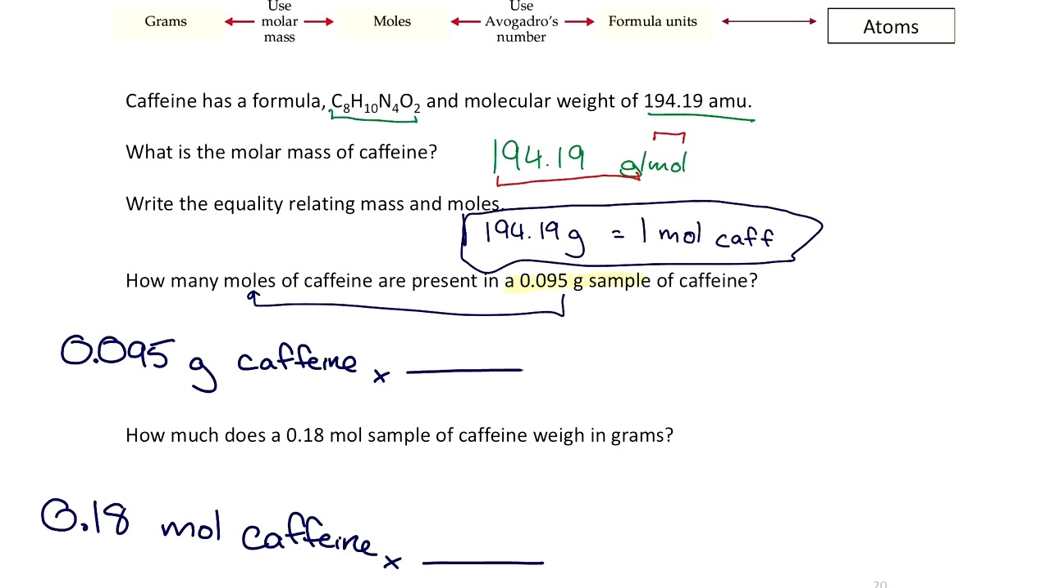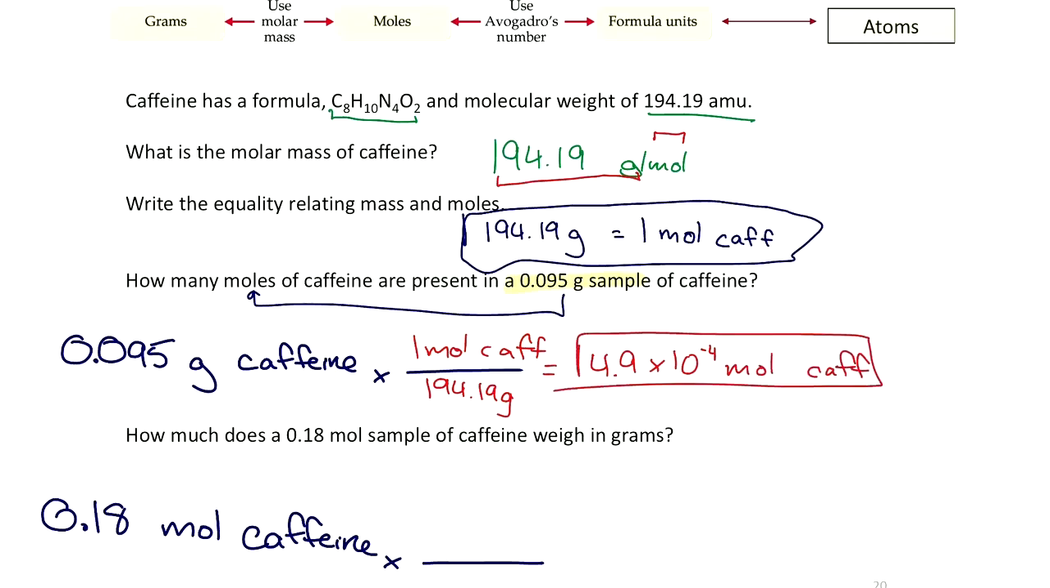The gram amount equals 1 mole of compound. I'm going to put the 194 on the bottom, all right, is 1 mole of caffeine. And we get a number like a little amount, 4.9 times 10 to the negative 4 moles of caffeine. All right. It's a little mole amount, but it's still like billions and trillions of molecules. Okay, so that's grams to moles.